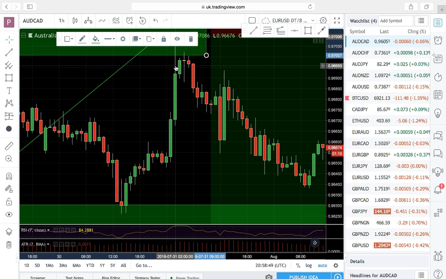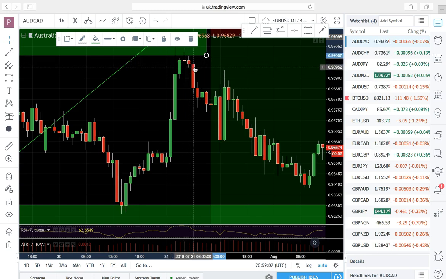RSI is overbought. Look down bottom left. This is not a lower low, lower close candle because this candle has not broken and closed below this previous candle. This is not a lower low, lower close candle. This is not a lower low, lower close candle because, as you can see, it's clearly within this previous doji candle here.